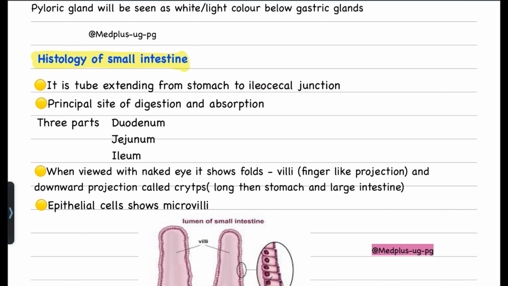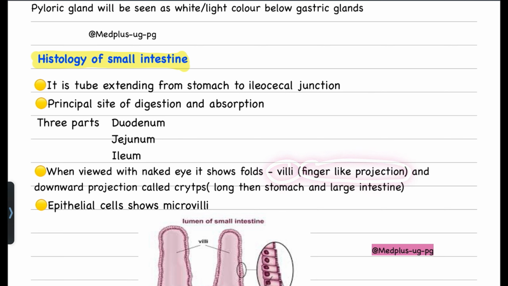It is the principal site of digestion and absorption, because most of the enzymes are released here and absorption takes place here, except water, which is absorbed in the large intestine. It has 3 parts: duodenum, jejunum and ileum. When we see with our naked eye, we can see certain folds which are finger-like projections called villi.